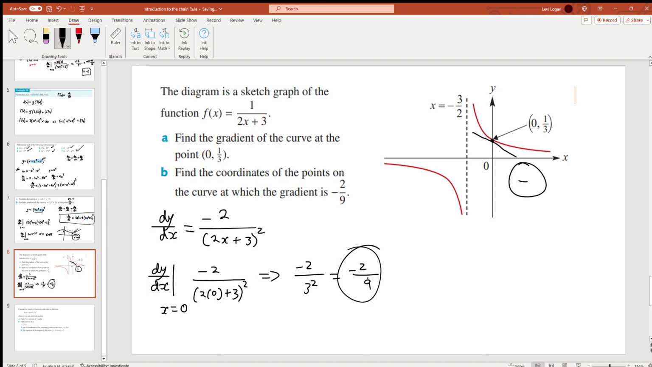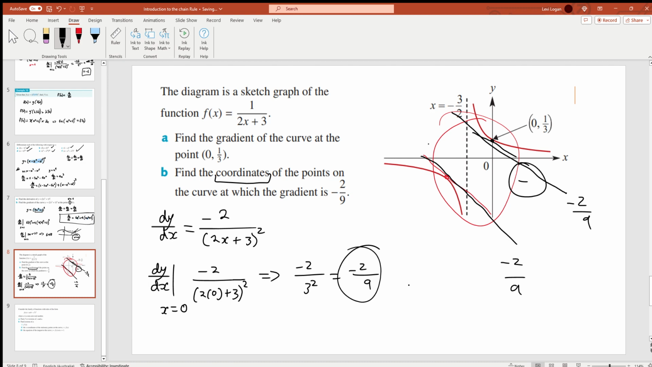Now, that is exactly the same as our answer for B, because if we look at B, the question is find the coordinates of the points on the curve at which the gradient is negative 2 over 9. Well, we found one, but notice their language: coordinates. The other one is here, because we have two parallel lines there. If I highlight that one a bit more obviously, this line here, we're going to have two parallel lines. They're both going to be negative 2 on 9. So there is the other point on the curve here.